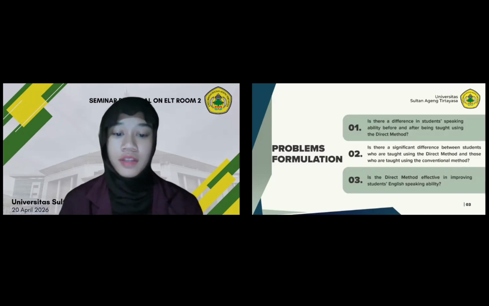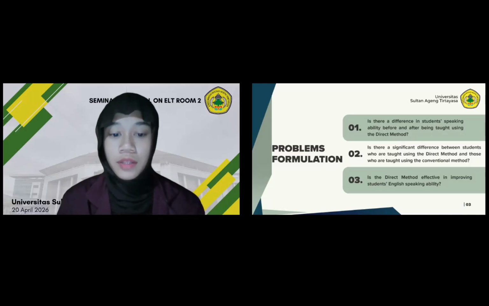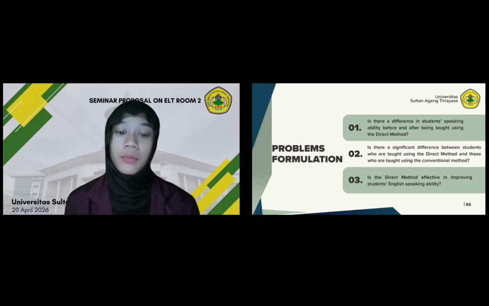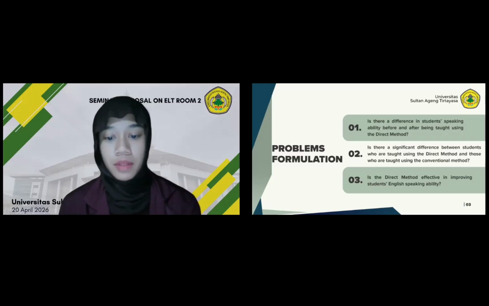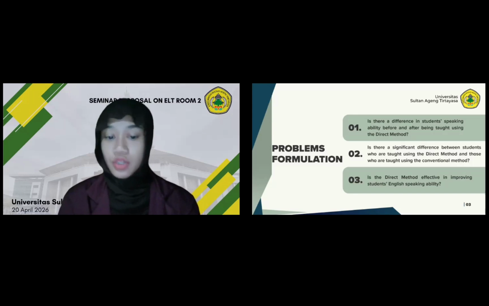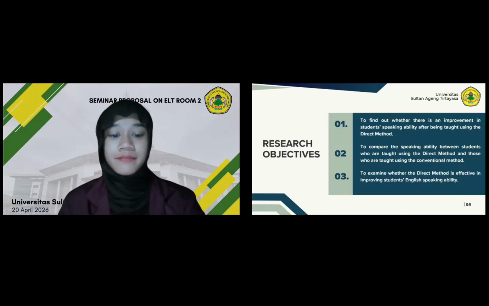Based on the problems that I explained before, this research has three main questions. First, I want to know whether there is a difference in student speaking ability before and after using the direct method. Second one, I want to compare students who use the direct method and students who use the conventional method. And the third one, I want to know whether the direct method is effective or not in improving student speaking ability. So these questions become the main focus of this research.